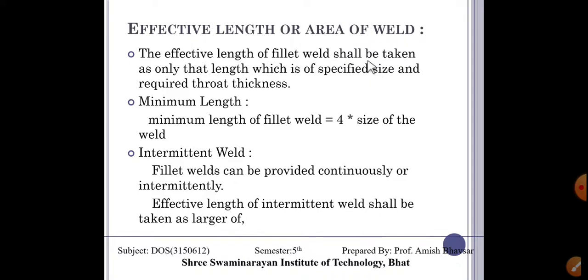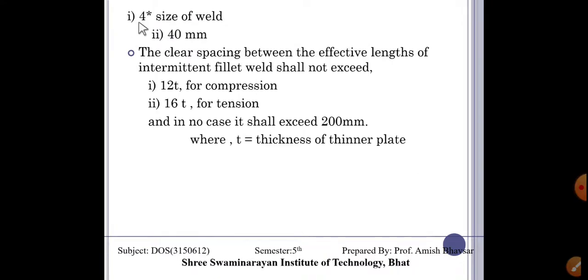Now, the effective length or area of welding. The effective length of fillet weld shall be taken as only the length which has the specified size and required throat thickness. The minimum length of fillet weld is 4 times the size of weld that we discussed. Intermittent weld. The fillet welds can be provided continuously or intermittently. Effective length of the intermittent weld should be taken as the larger of 4 into size and 20 mm. The clear spacing between the effective lengths of intermittent fillet weld shall not exceed 12 into thickness for compression and 16 into thickness for tension. Right? So, we have to provide this much overlap for the connection.